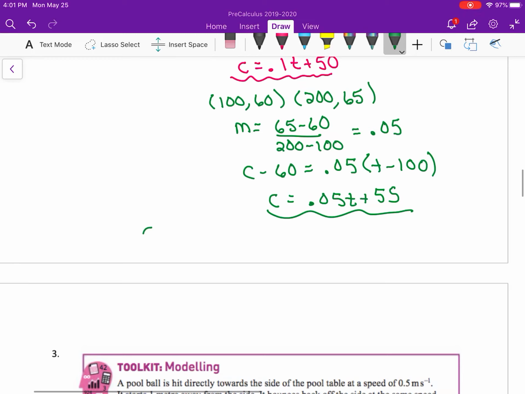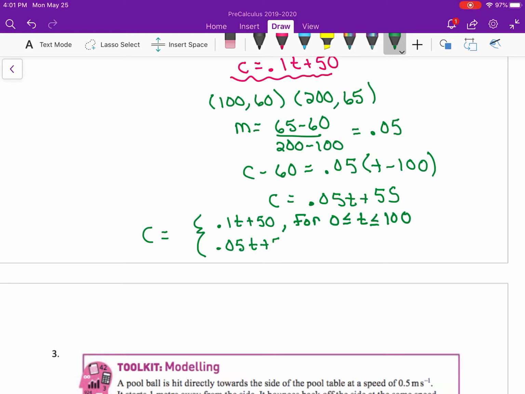So our piecewise function looks something like this. We would have 0.1t plus 50. I'm going to erase this because it's in my way. 0.1t plus 50 for any time t in between 0 and 100. And then our other equation would be 0.05t plus 55 for t greater than 100. All right, that's how we broke up that information.